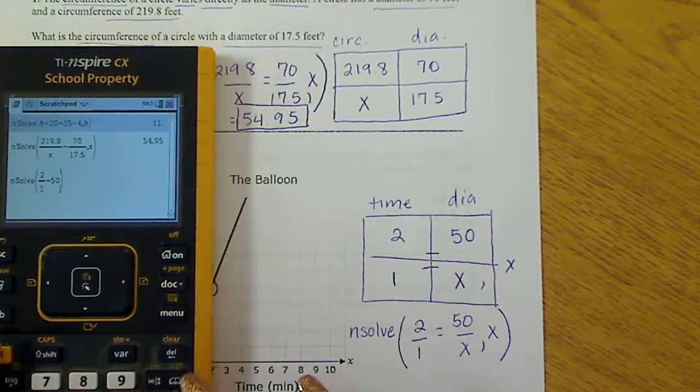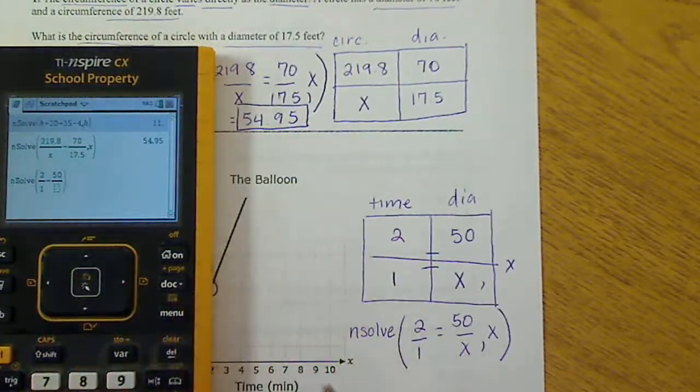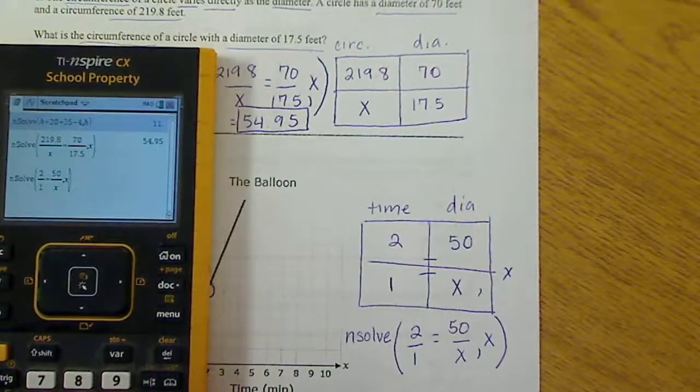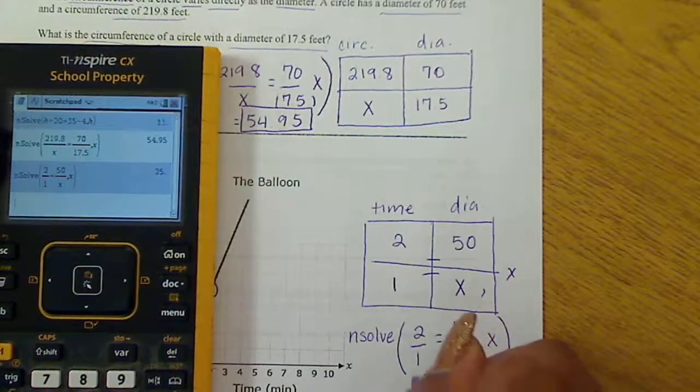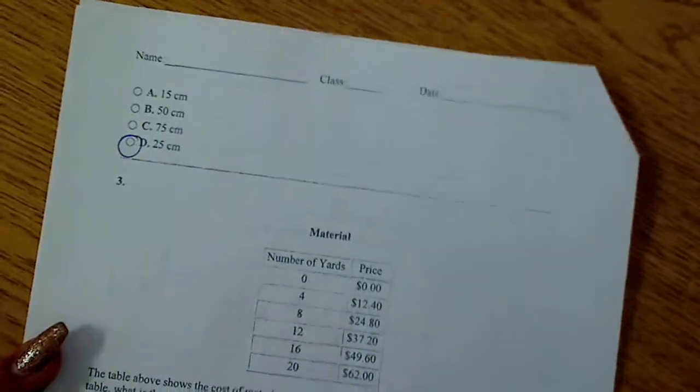50. I didn't push control divide. Control divide. 50, x on the bottom, right arrow, comma x. So Gabby was correct. You should have gotten 25. And which answer choice is that for you? D. Okay.